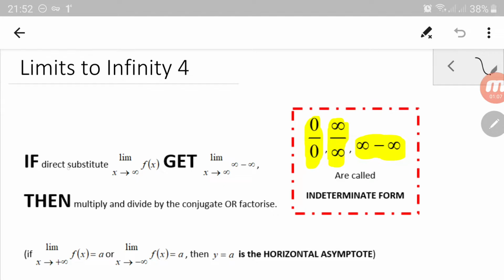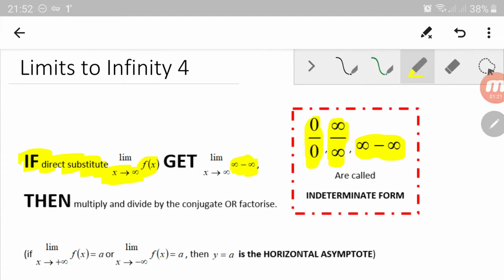So let's get started. If we directly substitute into the limit of f(x) as x approaches infinity, and we get something like infinity minus infinity. If it were infinity plus infinity, we know it's just another infinity, another big number. But infinity minus infinity, we cannot know, because we do not know which big number is bigger than the other.